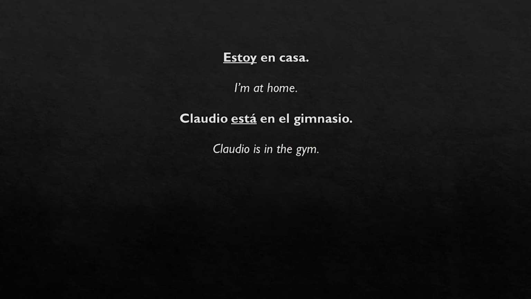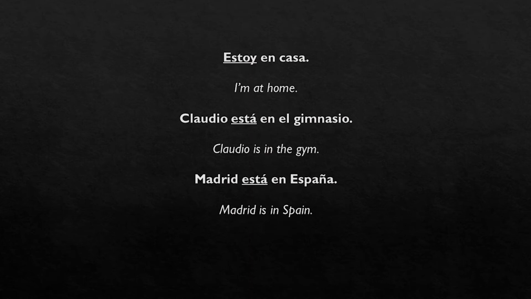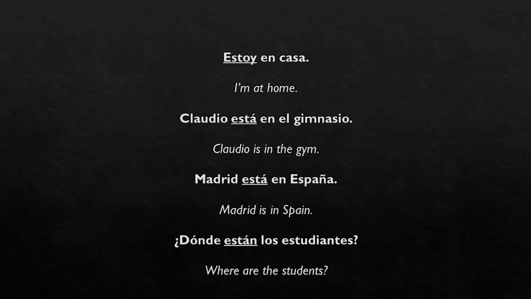Some more examples of the verb estar used for location. Estoy en casa. Claudio está en el gimnasio. Madrid está en España. ¿Dónde están los estudiantes? And you'll notice here, and this is very important, that whether or not the location is permanent has nothing whatsoever to do with using the verb estar.